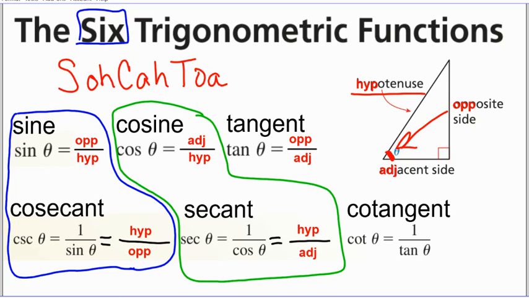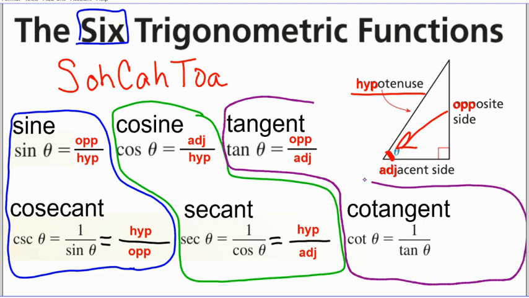And then finally, we have tangent, and its partner is cotangent. Tangent of theta is opposite over adjacent. Cotangent of theta is going to be 1 over tangent, so it's the reciprocal of tangent. And if I do the reciprocal of opposite over adjacent, it is going to be adjacent over opposite. I would recommend pausing the screen right here and writing all of these down.